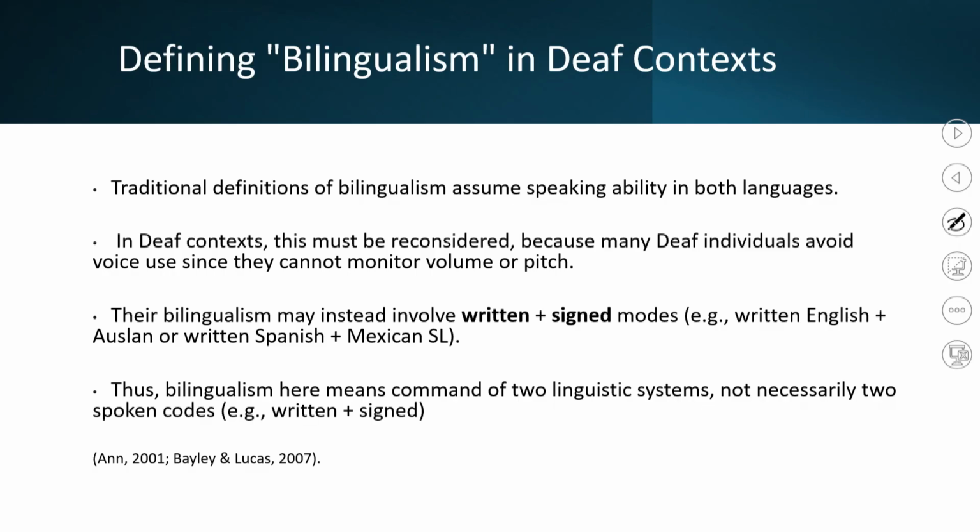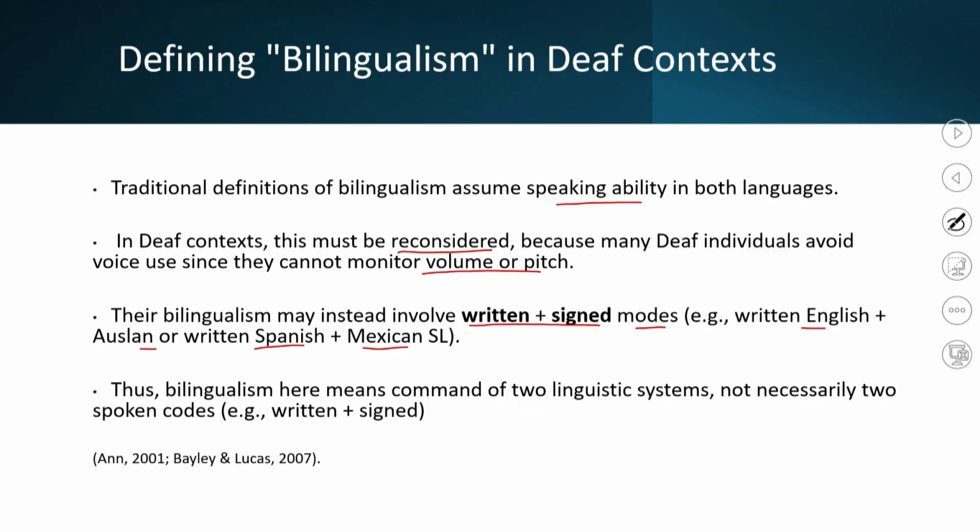So, how do we define bilingualism in the deaf context? Traditional definitions of bilingualism obviously assume speaking ability in both languages. In the deaf context, this needs to be reconsidered, because many deaf individuals avoid voice use since they cannot monitor volume or pitch. They might be able to use it, but they typically do not, for these various reasons. Now, their bilingualism may instead involve written plus signed mode, that is why we call it bimodal. For example, written English plus Auslan, or written Spanish plus Mexican Sign Language.